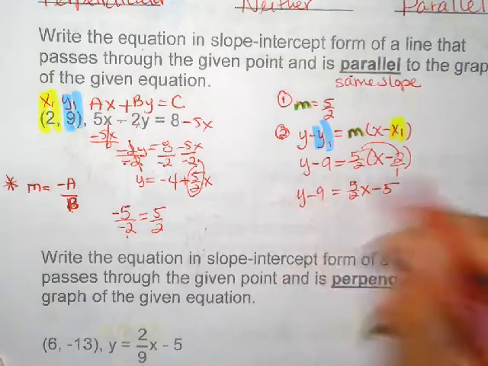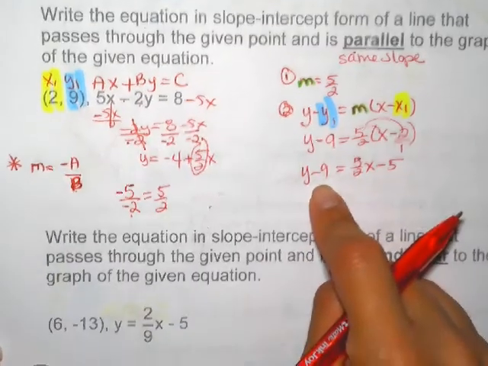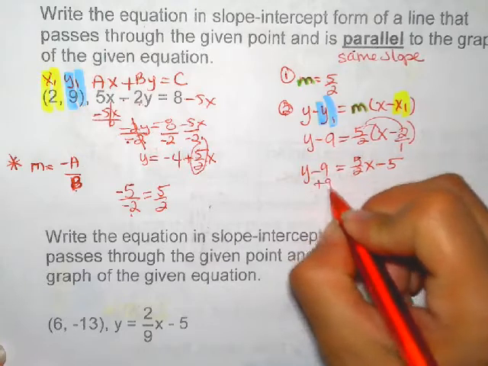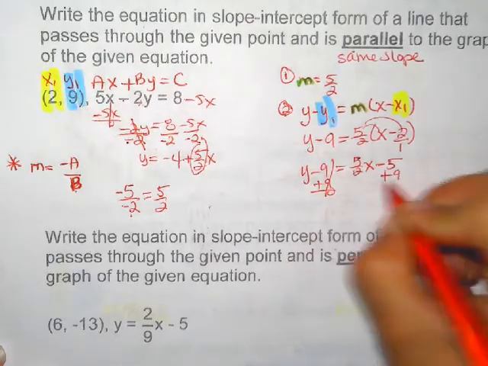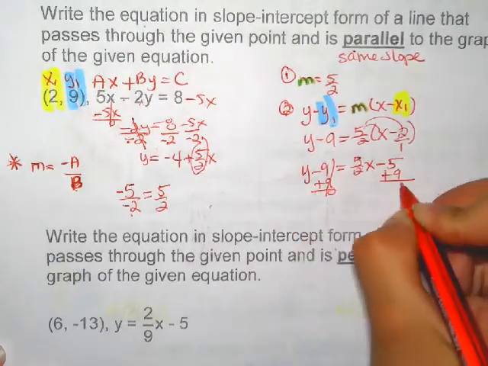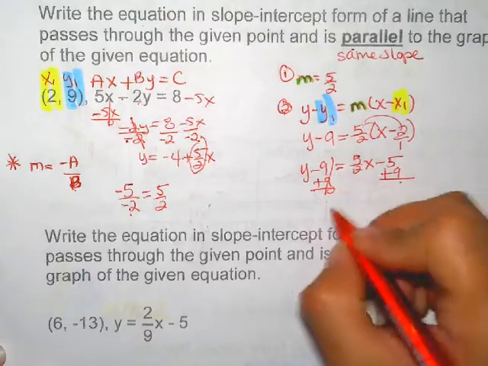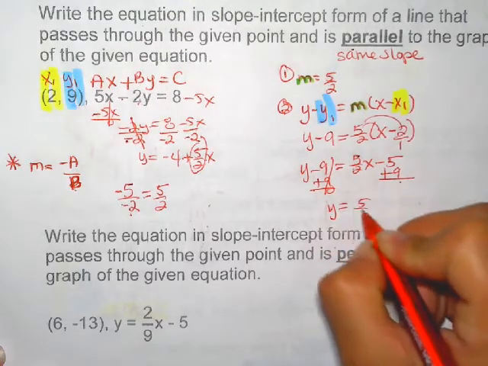And last thing there is to get rid of this minus 9 by doing what? Plus 9. Whatever we do to one side of the equals, we do to the other side. The 5 is a like term, so that's where we put the 9.